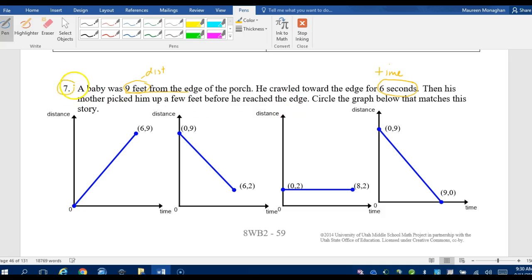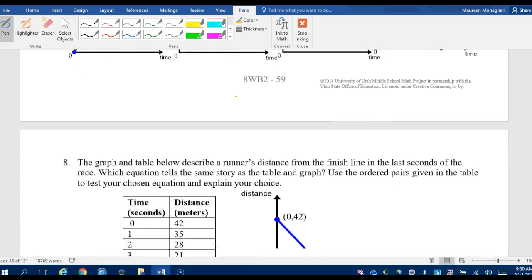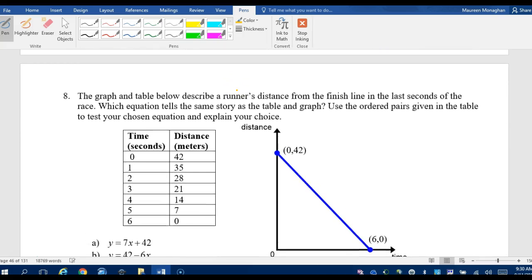I want you to come into class with this one completed. See what you come up with. I'm curious to see what you'll find. Okay, those are your hints. Alright, this next one.